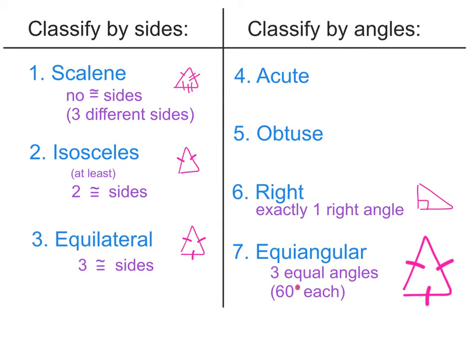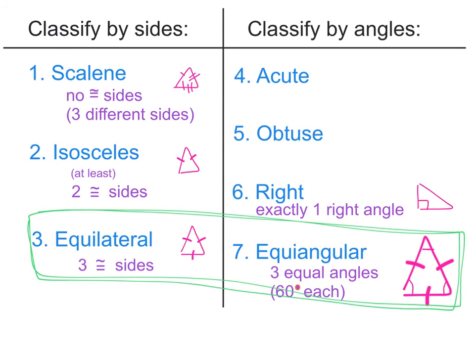But notice for the equiangular triangle, I just took the equilateral triangle and I blew it up. Why is that? That's because any triangle that is equilateral has to be equiangular, and vice versa. Any triangle that is equiangular has to be equilateral. So equal sides, equal angles, they automatically go together. I'm going to group them together so that we can see. Those two triangles are basically the same triangle. Those two words go together every single time.